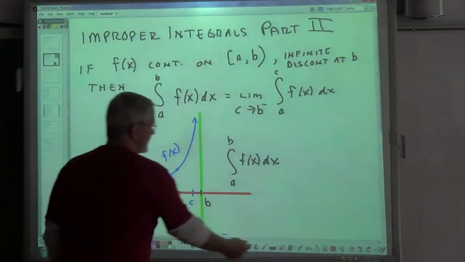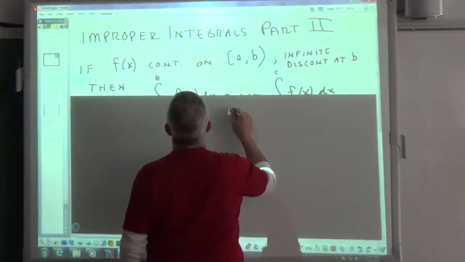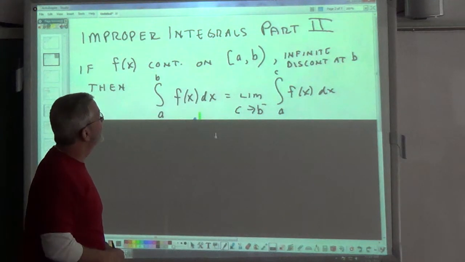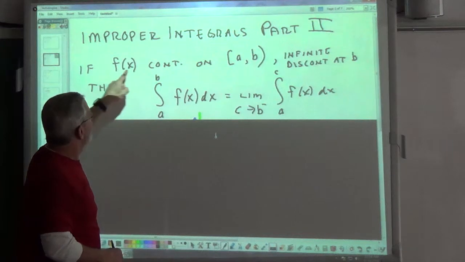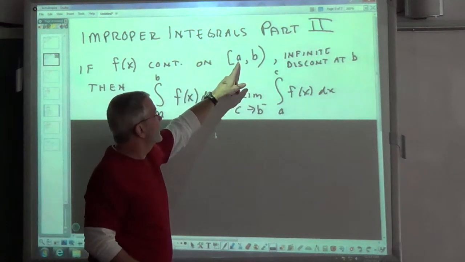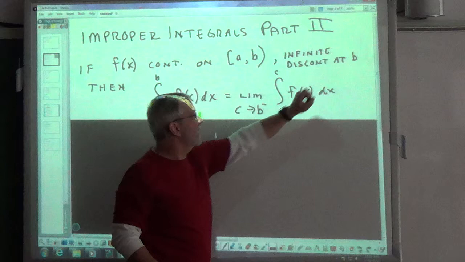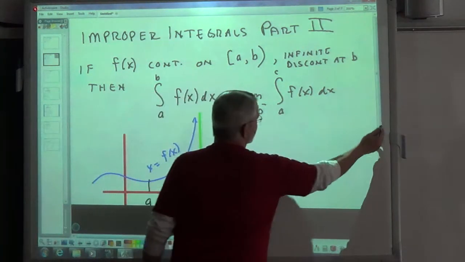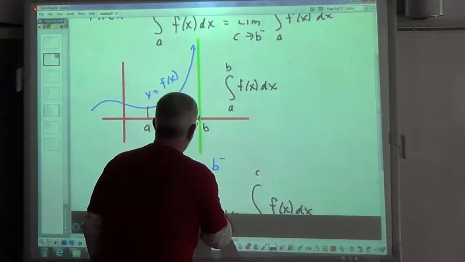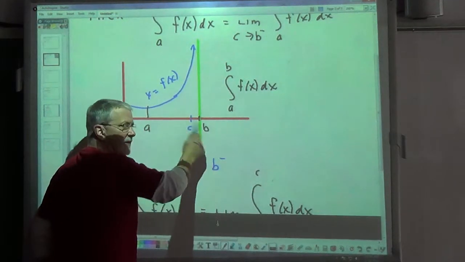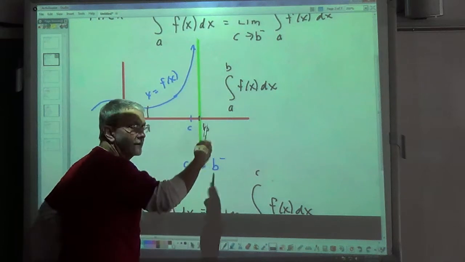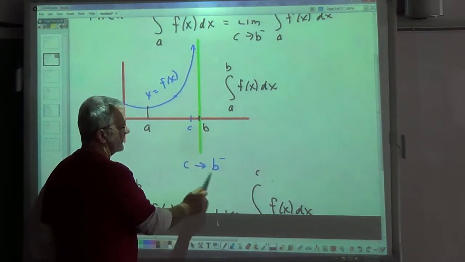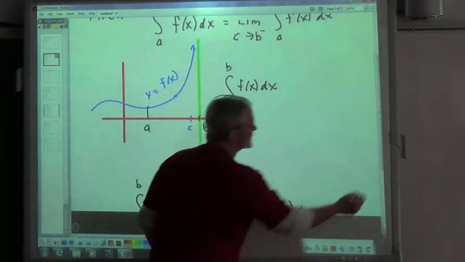Next slide. So, if f of x is continuous on the interval a to b, where I have an infinite discontinuity at b, this is equal to that. That's what this slide was all about. I take a c to the left of b, same discussion as with the graphical representation, and I approach b from the left. That's where I get it.